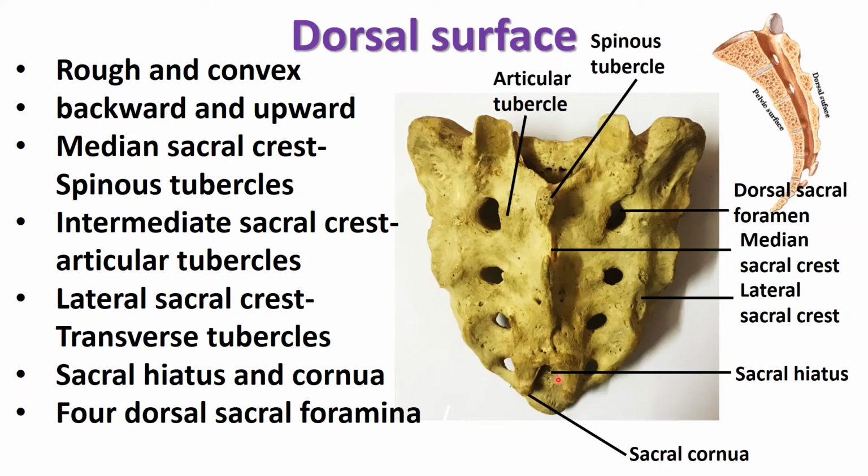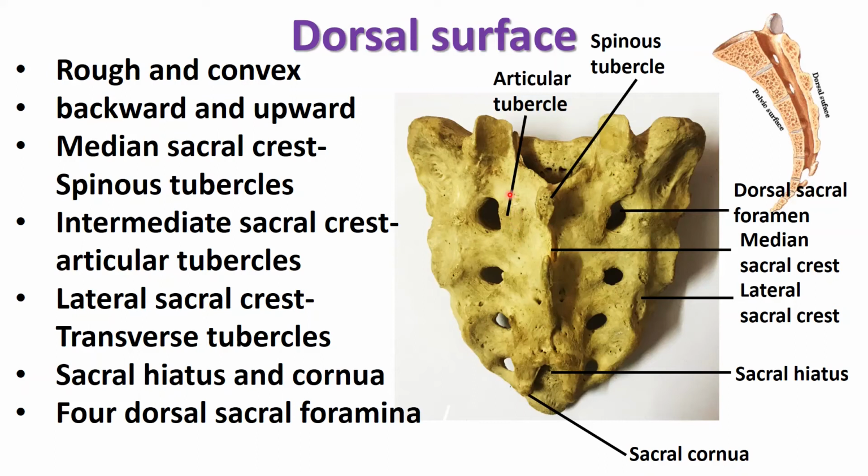The hiatus is produced when the laminae of the 5th sacral vertebra fail to unite in the midline, and a gap remains as the sacral hiatus. Lateral to the median crest, this part is formed by the laminae of the sacrum, where the laminae fused over here. So this part represents the laminae of the vertebrae.